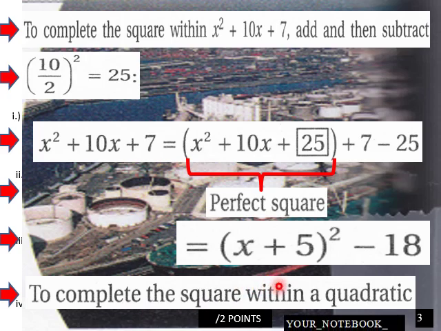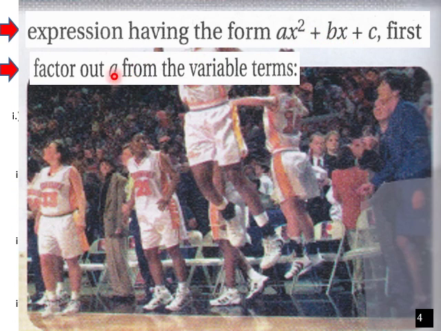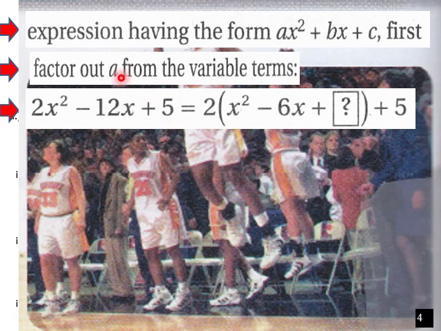To complete the square within a quadratic expression having the form ax squared plus bx plus c, first factor out a from the variable terms. So we have to factor that out first. Like in this situation here, 2x squared minus 12x plus 5, we can factor out a 2 here. We have to make our a term 1.